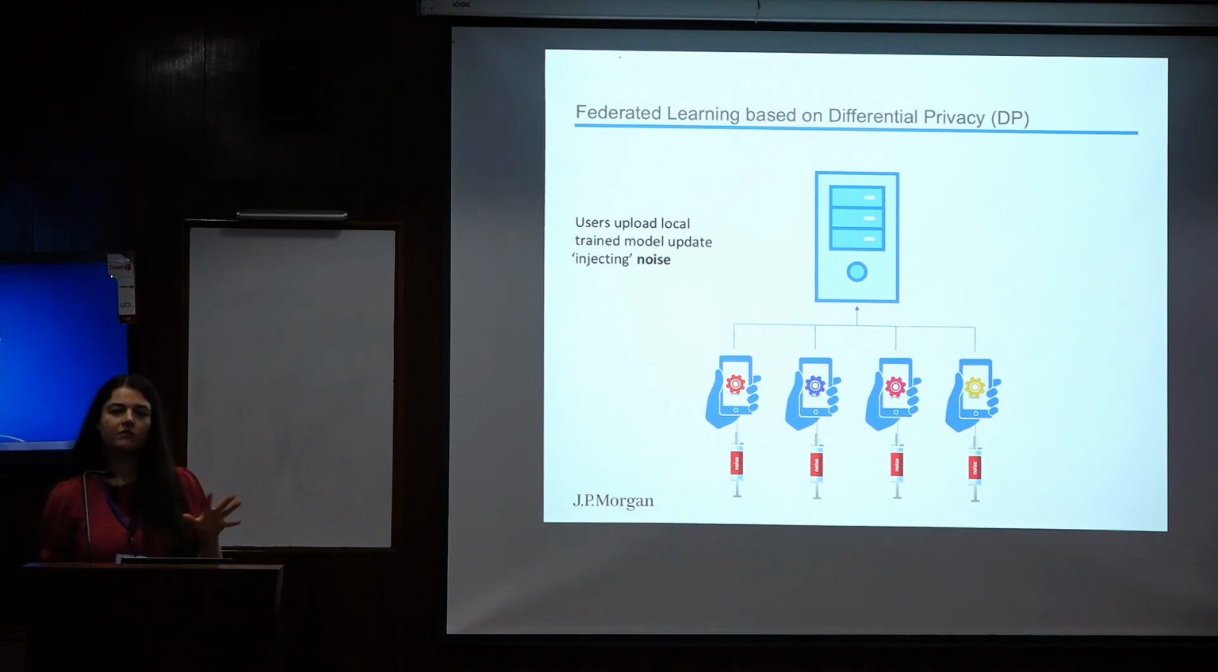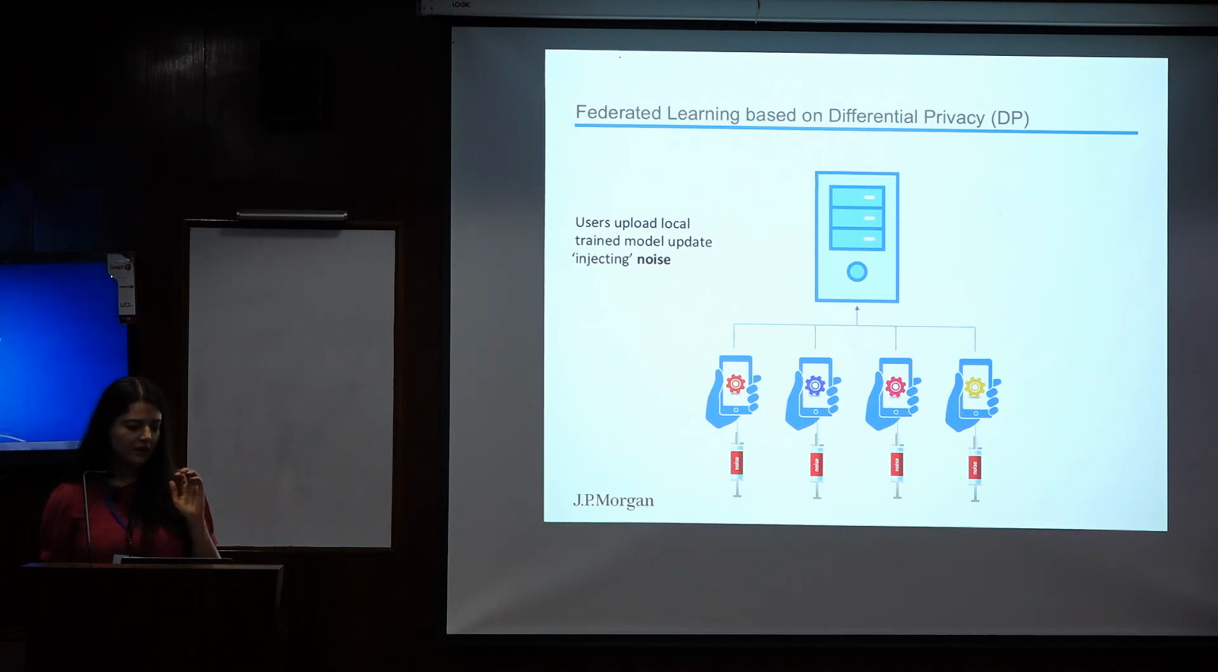So that was, at a high level, the setting of federated learning, and I'm going to show you now some high level methods that are used for federated learning. One method is using differential privacy, and then we will see why it's not enough and why you need to combine differential privacy and secure computation together. So I'm going to give you now a high level view of this.